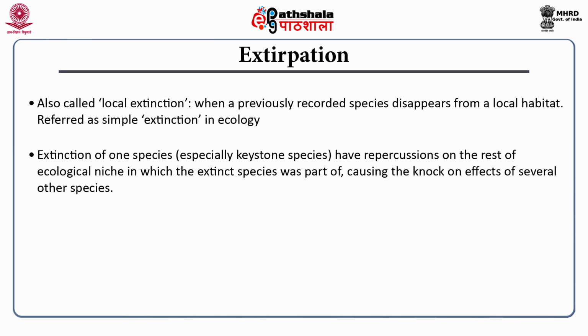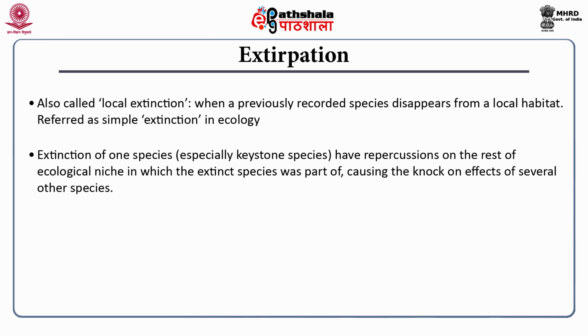So, extinction of one species, especially a keystone species, has huge repercussions on the rest of the ecological niche of which the extinct species was part, causing knock-on effects on several other species of the community. One example is the elephant in a savanna ecosystem, for example, that in Africa. The African elephant is a keystone species, it actually eats the bushy plants as well as the trees. So, it is very essential that the elephants are in the savanna.